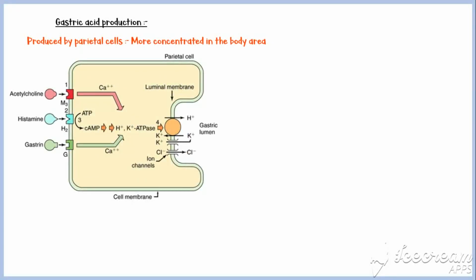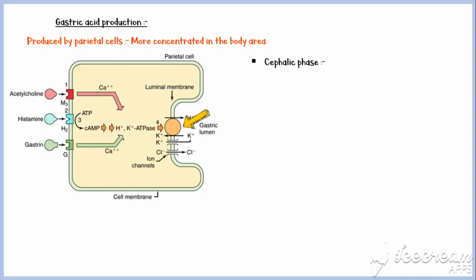Parietal cells secrete acid via a proton pump, which secretes one hydrogen ion into the gastric lumen in exchange for one potassium ion. This pump is denoted by the yellow arrow in this picture. Several types of substances stimulate gastric acid production by parietal cells. Each of these substances binds to their respective receptors in order to induce acid secretion.